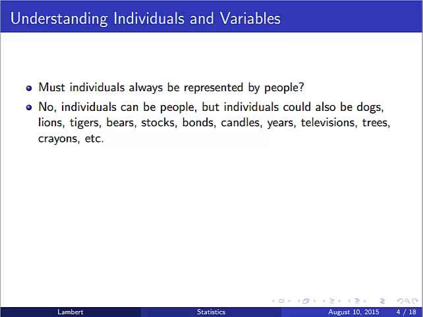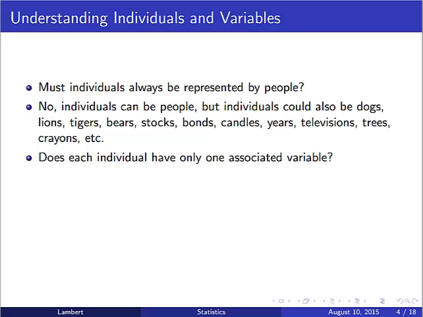If you can think of a person, place, or thing, I guarantee we can find some sort of statistical study done on it. So there's a challenge for you if you want to try. But that's what we're keeping in mind. Individuals can come in all shapes and sizes. Okay? And let's think about, do we have only one associated variable? Well, this should be an immediate no.